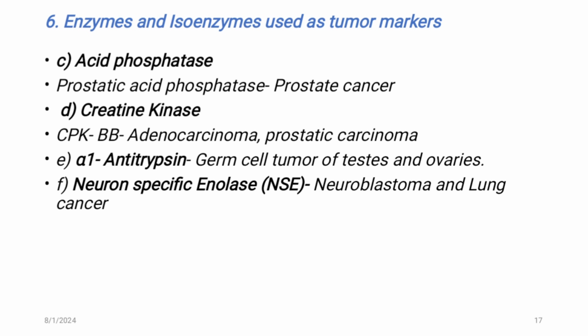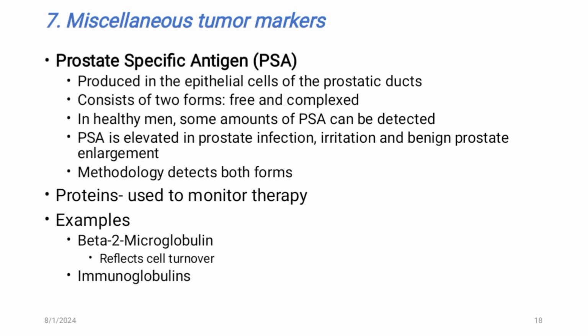The next one is the alpha 1 antitrypsin, and the last one is the neuron specific enolase. Alpha 1 antitrypsin is used as a tumor marker for the germ cell tumors of the testes and ovaries. And neuron specific enolase is used for the neuroblastoma and lung cancer. Okay, so these are the enzymes which are used as tumor markers for the specific types and specific sites of the tumors and cancers in the body. Next and the last classification is the miscellaneous tumor markers.